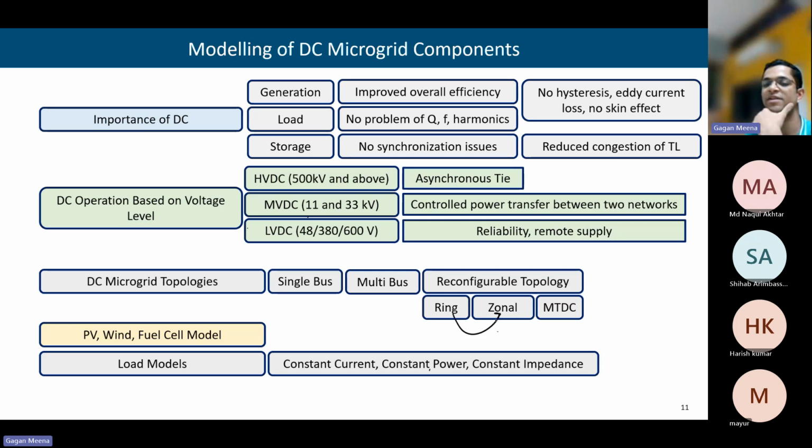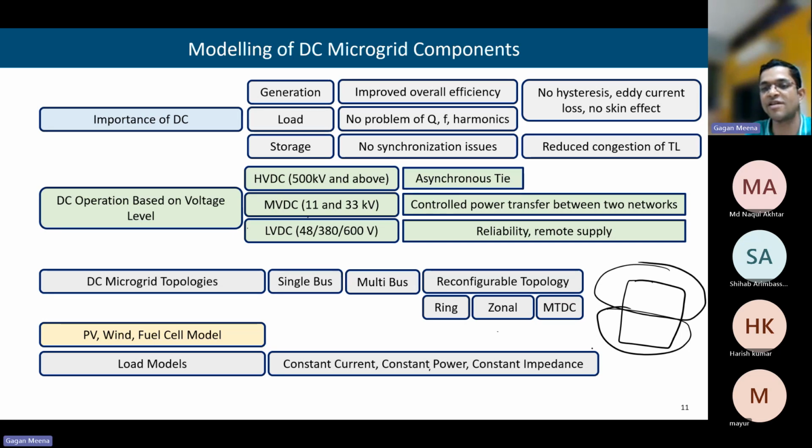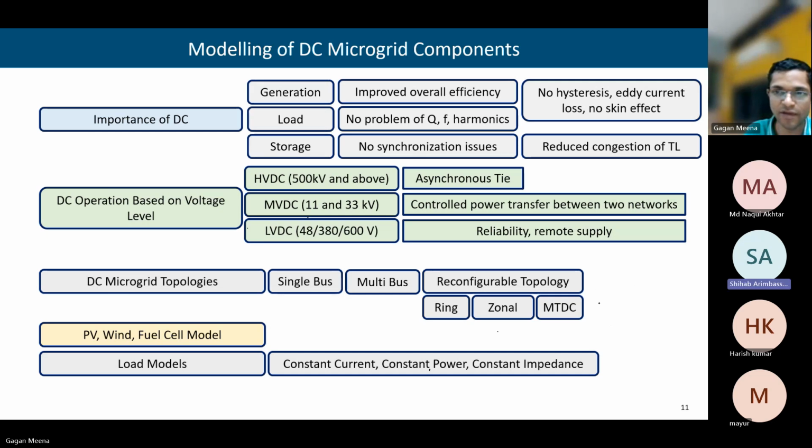Zonal is an extension of the ring system. So here we talked about ring, right? If we can create zones in this ring also, these zones can operate independently. If there is a contingency and these two lines go out, still the zone can work. The generation here will meet the demand here. Okay, clear. A multi-terminal system is different from these two.